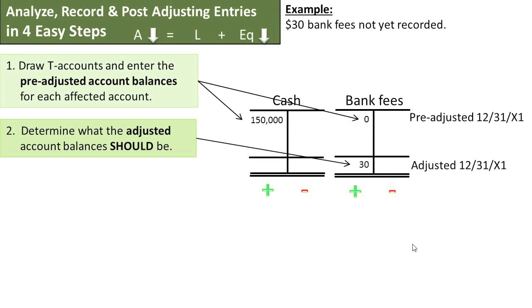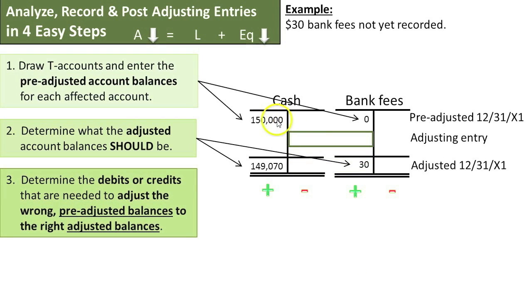The answer is you would have $30 in bank fees, which we would show by debiting it $30, and our cash would have decreased by $30 to a balance of $149,070 as a debit. Step 3. Determine the debits or credits that are needed to adjust the wrong pre-adjusted balances to the right adjusted balances. Bank fees need to be increased $30 and cash needs to be reduced $30.